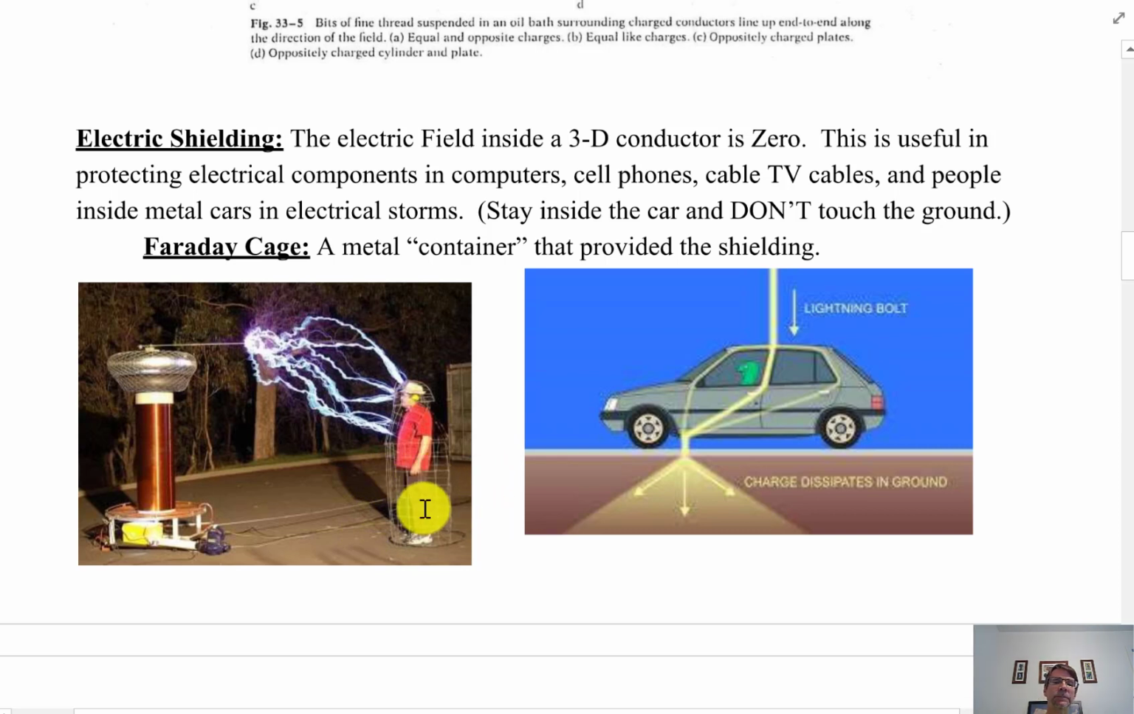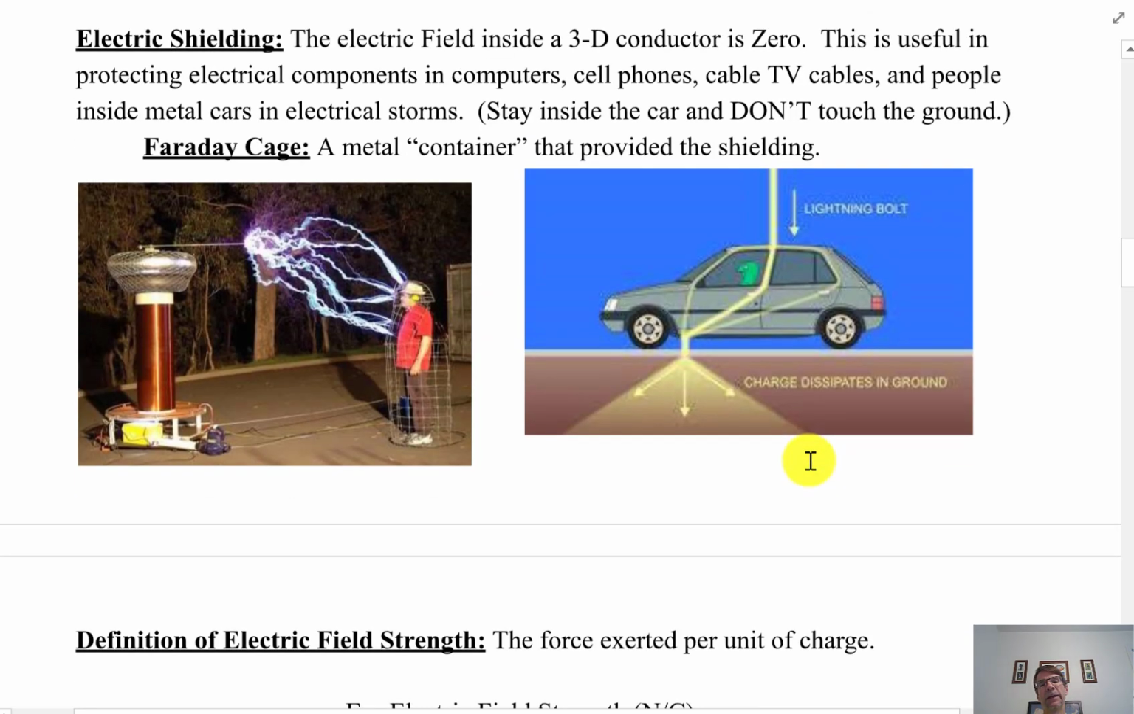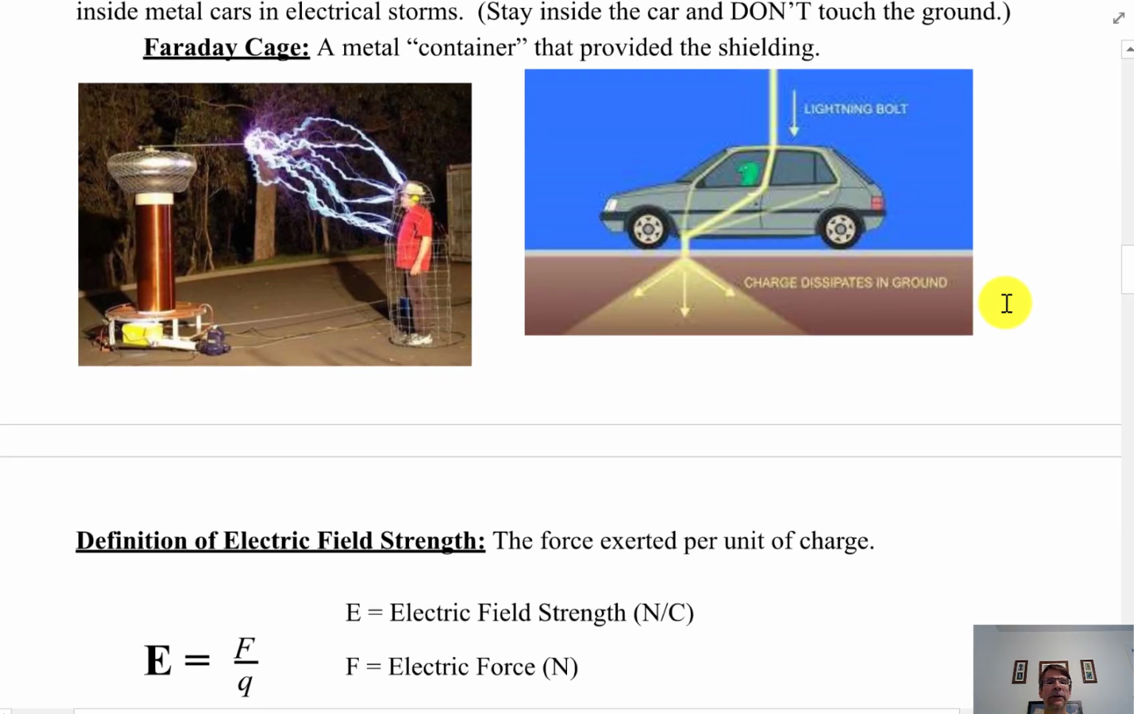So things inside are protected from the outside influence of electricity, or big damage from that electrical shock or electrical strike, lightning, and so forth. Stay inside your car if there's lightning. It's safe in there. And don't touch outside.